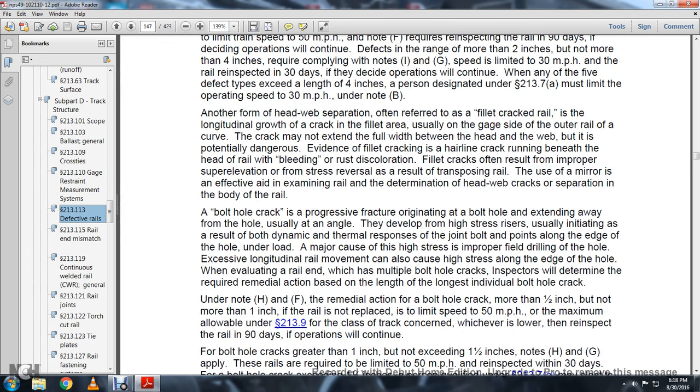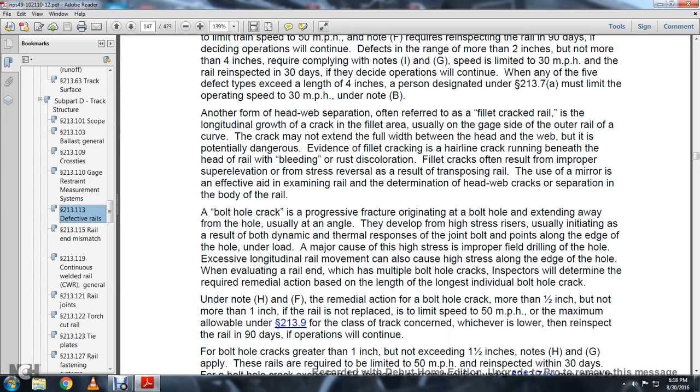A bolt hole crack is a progressive fracture originating at a bolt hole and extending away from the hole, usually at an angle. It develops from a high stress riser, usually initiating as both a dynamic and thermal response, with the joint bolt pointing along the edge of the hole under load. A major cause of high stress is improper field drilling of the hole. Excessive longitudinal rail movement can also cause high stress along the edge of the hole.